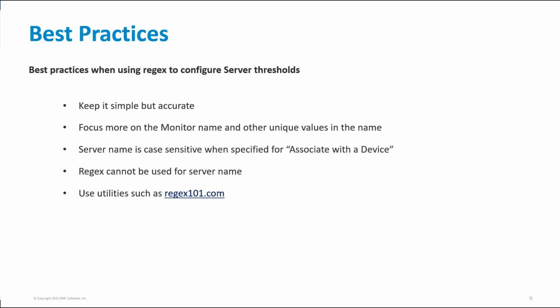Best practices when using regex to configure server thresholds. Try to keep the regex as simple and accurate as possible. Focus more on the monitor name and other unique values in the name, specifically when the name contains special characters or spaces. Server name is case sensitive when specified for the associated with the device option. Regex cannot be used for the server name, and hence the server name has to be provided in full, followed by a / and then the monitor instance name, for which a regex can be used.